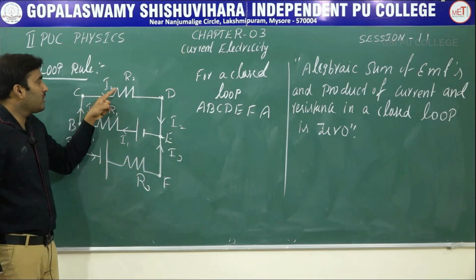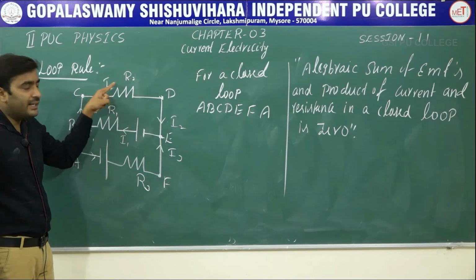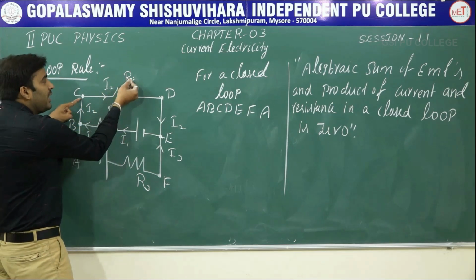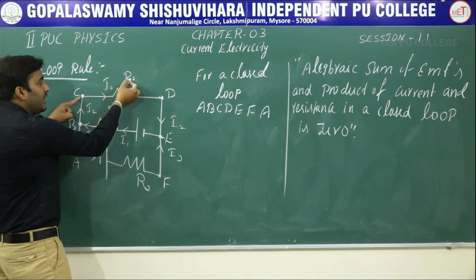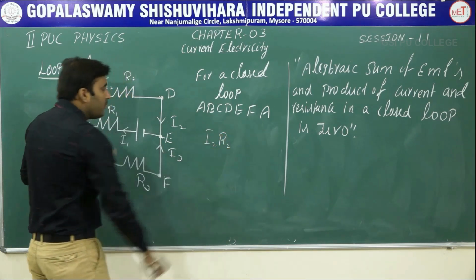The current flowing through the resistor is I2. Now I will write the product of current and resistance. I2 into R2. The product of current into resistance is I2 R2.